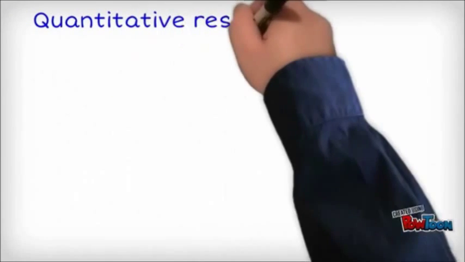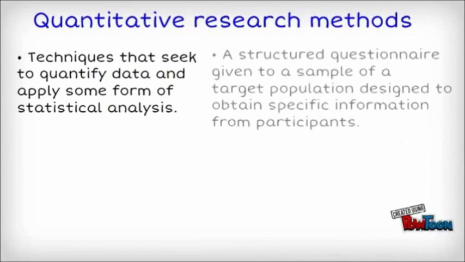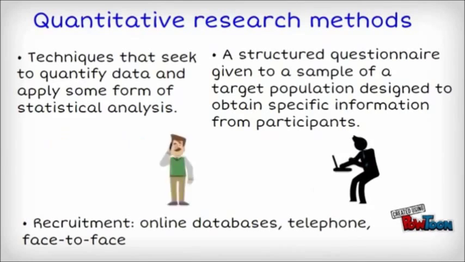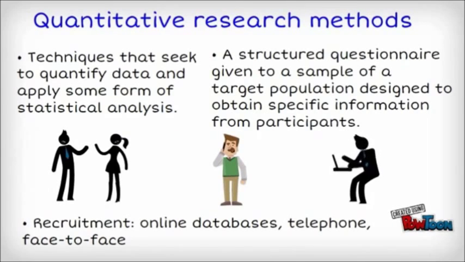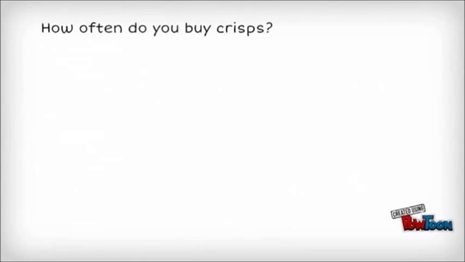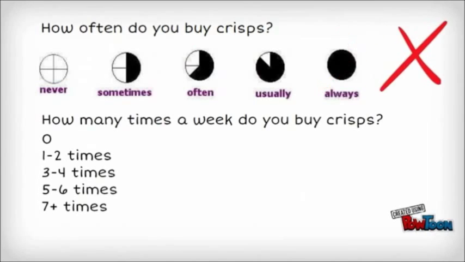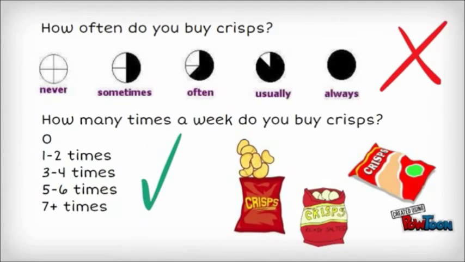In terms of quantitative analysis, the researchers chose to do an online survey, a structured questionnaire administered to a sample of the target population, designed to elicit specific information from the participants. For example, they asked, how frequently do you buy crisps, where do you buy them from, and would you like a bigger variety of flavours? Sometimes the scale used in a questionnaire is inappropriate, therefore the data collected is not useful for the purpose of the research.